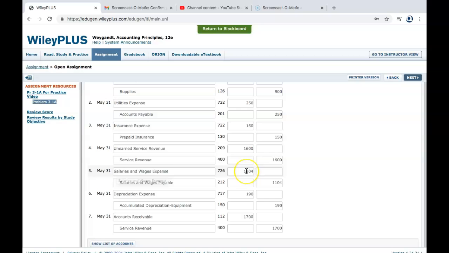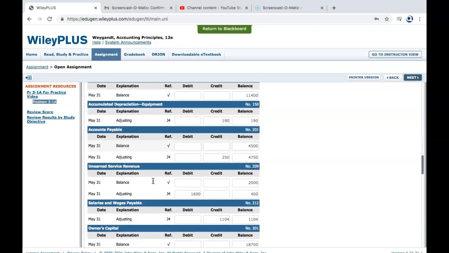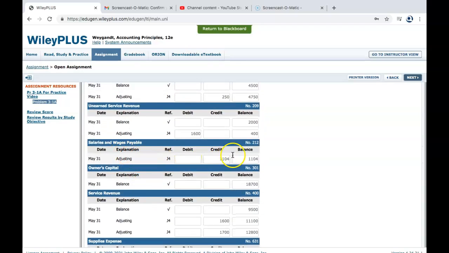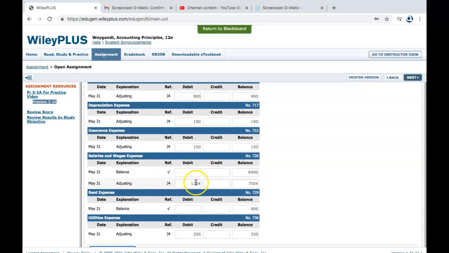Salary and wage expense 1104, and the payable 1104. So we're going to pass the payable on the way down. All right. The payable increase, credit 1104, balance 1104. And the wage expense 1104, debit, we need it to increase it, and it increases the balance. So follow that format for the rest of the adjusting entry portion.